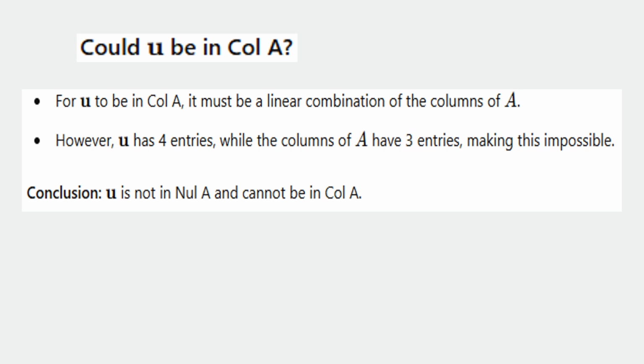For u to be in column A, it must be a linear combination of the columns of A. However, u has 4 entries, while the columns of A have 3 entries, which makes it impossible. So the conclusion is that u is not in null A and cannot be in column A.